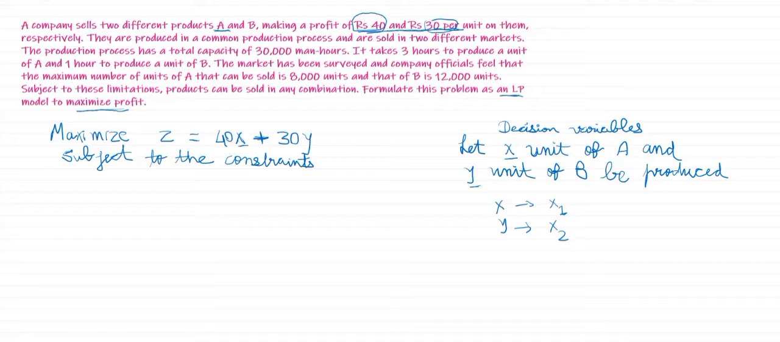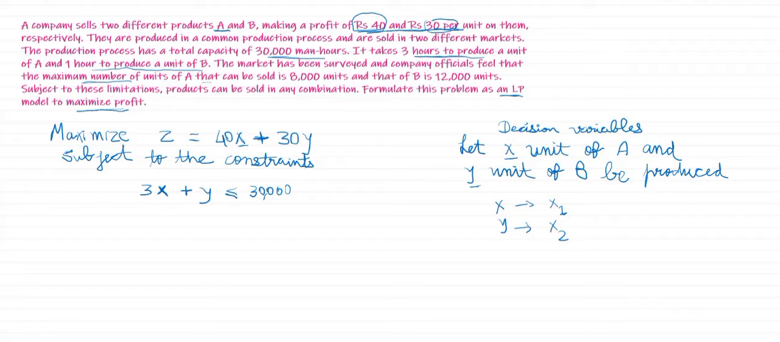From the question only we'll be able to formulate the constraints. Here, as we can see, it is 30,000 man hours. The total capacity is 30,000 man hours. For A it was 3 hours and for B it is 1 hour. That is, the production of A takes 3 hours, which I can write as 3x, and production of B takes 1 hour, which will be y. And then the total capacity is 30,000, which means it will be less than or equal to 30,000.